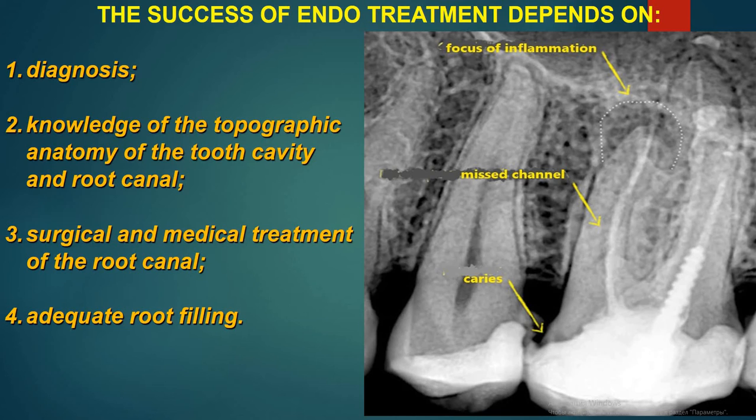The success of endotreatment depends on diagnosis, knowledge of the topographic anatomy of the tooth cavity and root canal, surgical and medical treatment of the root canal, and adequate root filling. In this picture we see a focus of inflammation, a missed canal by the doctor, and caries in this tooth.